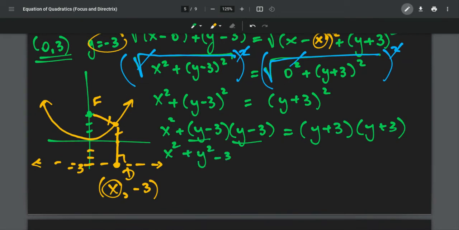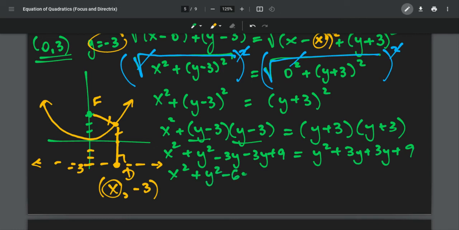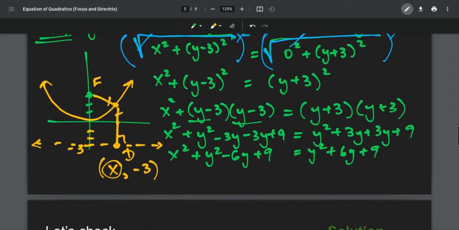Y squared minus 3y minus another one. Well, that you could do without writing it out. Plus, but okay, we'll just do all the steps here. Okay, so that's x squared plus y squared minus 6y plus 9 equals y squared plus 6y plus 9. Okay, what's happening? Now, what's my goal? Sometimes it's easy to even forget what you want to do. It's like, where are we going? Well, I'm actually hoping to get y equals, right? So that's what I'm going to do.